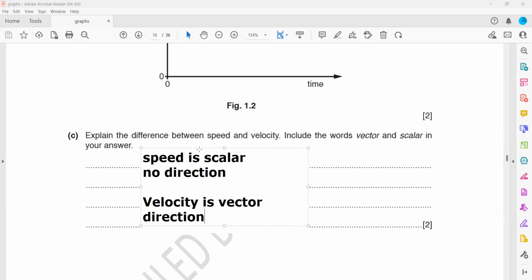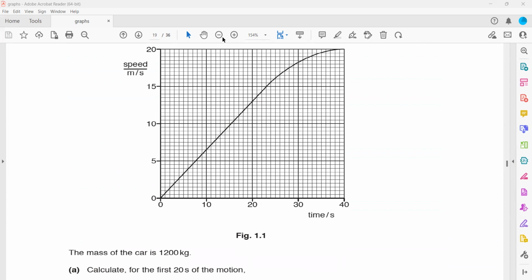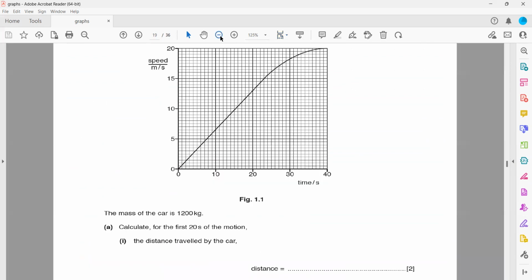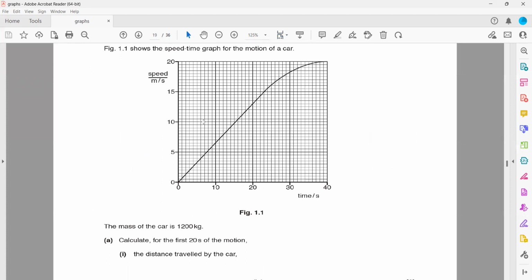So scalar quantities are the ones which do not have a direction. Magnitude and unit are there, but no direction. Vectors have magnitude, unit, as well as direction. Figure 1.1 shows a speed time graph for the motion of a car.